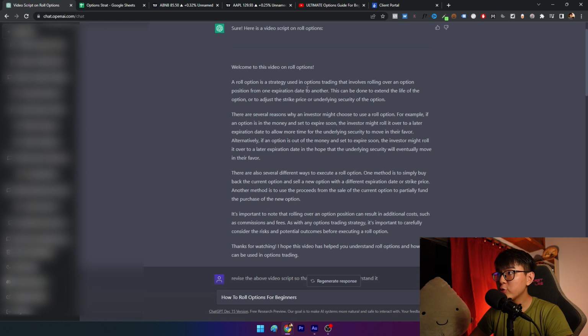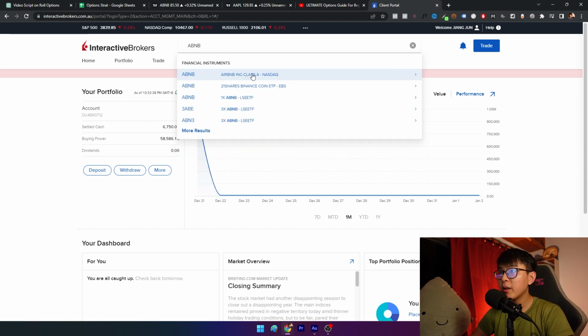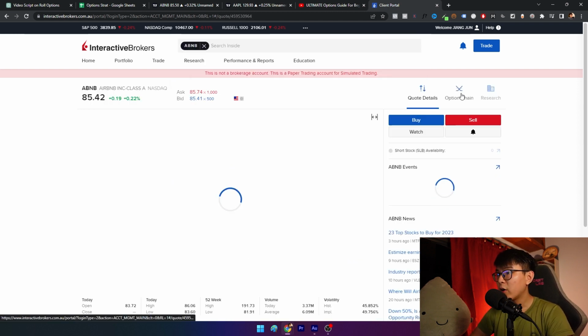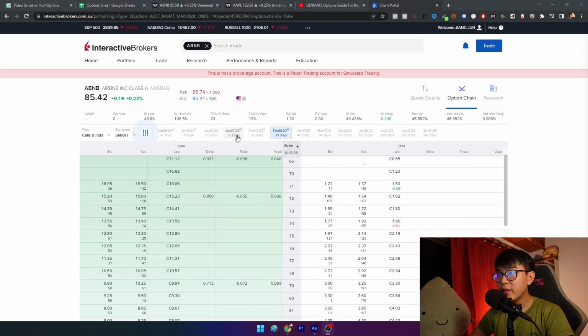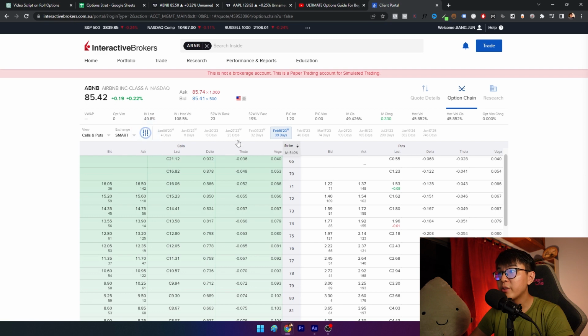First things first, I need to choose a new expiration date because rolling an option involves rolling over an option position from one expiration date to another. So I'll go into my option chains on Interactive Brokers. Again, this is a paper account just for practice purposes. ABNB, and click on this, and I'll click on options chain. Here I see the different dates for expiration. The current expiration date I have is on the 27th of January, which is this.